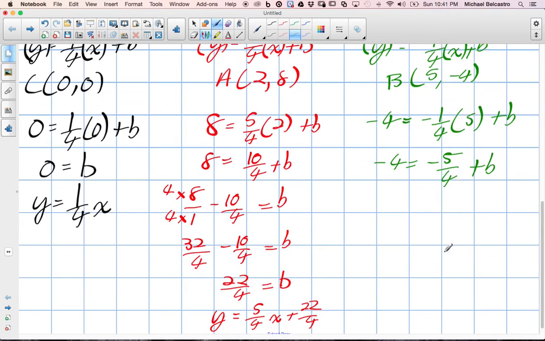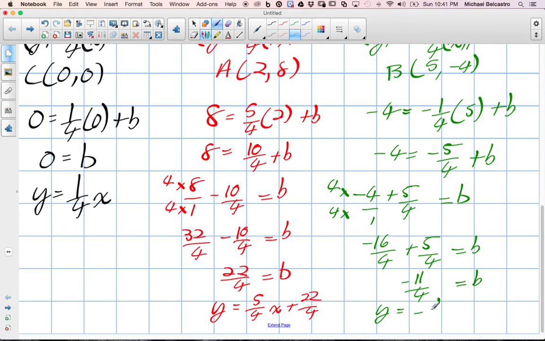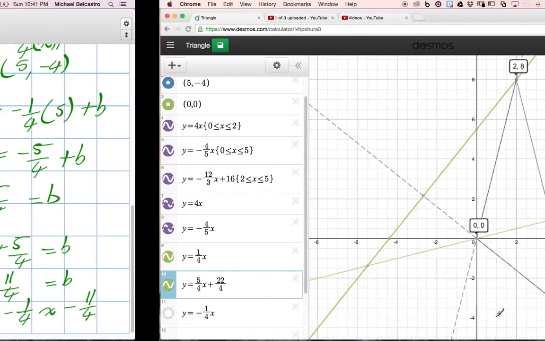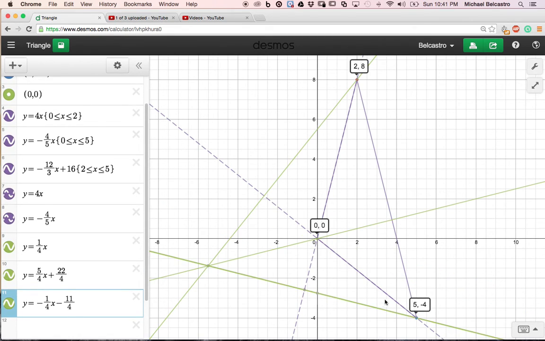We'll bring that to the other side. We get negative 4 plus 5 over 4 is equal to b. We need a common denominator, so we're going to multiply both the top and the bottom by 4, which gives us negative 16 over 4 plus 5 over 4 equals b, which means our b value is going to be negative 11 over 4. That's right. So our equation should read y is equal to negative 1 over 4 x minus 11 over 4. So let's write that last fraction in. Minus 11 over 4, and there it is.